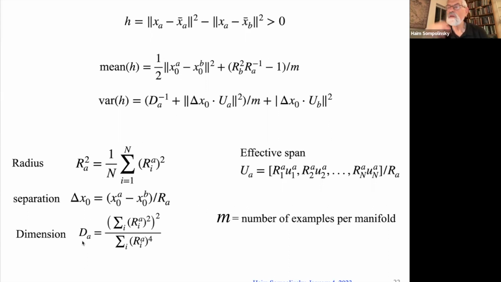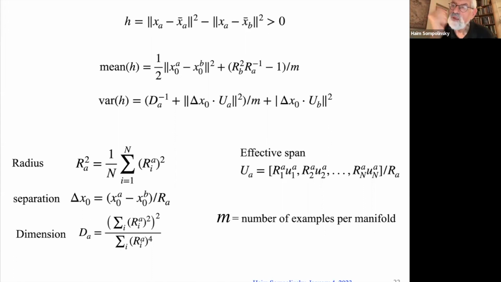The dimension is another important quantity. And here, for this task, it is a result of the theory, it's not an assumption, that the relevant dimension is the participation ratio, which is a well-known quantity in computational science and in statistics. It's simply the square of the total sum of the radii divided by the fourth moment of them. So that's kind of the effective number of dimensions.